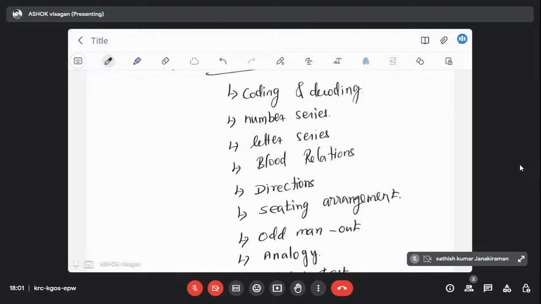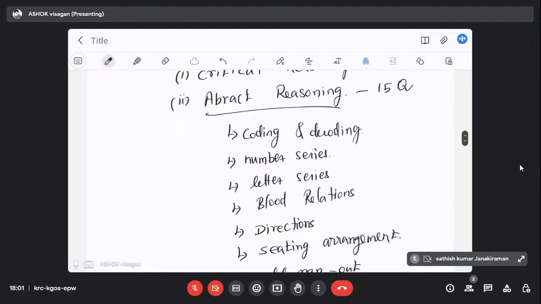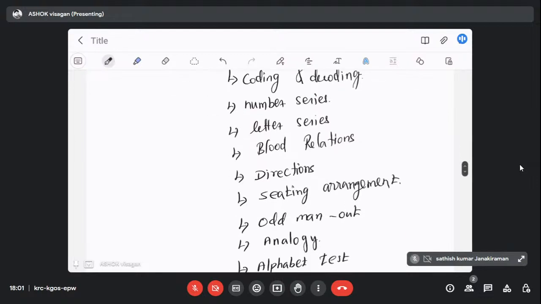Now I will tell you one by one what tricks you need to follow and how to approach each topic. I'll give you the topic list, shortcuts and what kind of questions may be asked. And side by side, we will see some examples from previous year Accenture questions also. So first we'll start with coding and decoding.